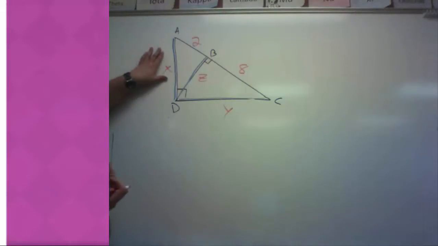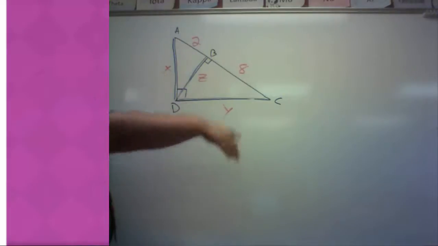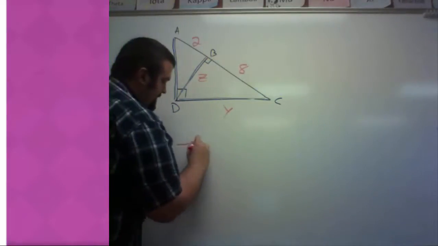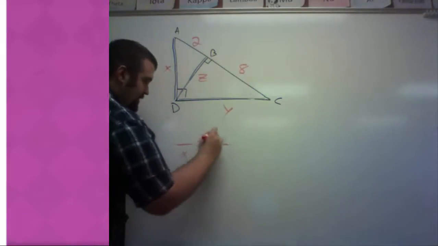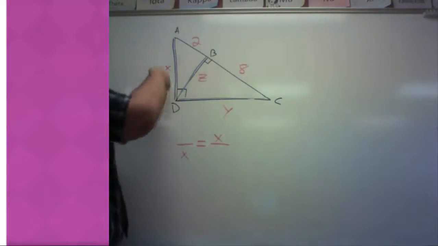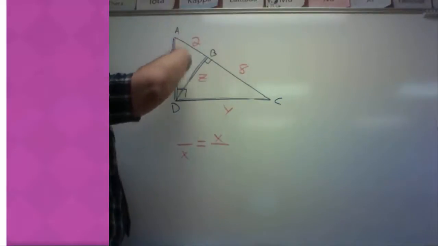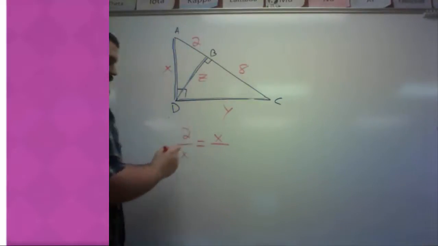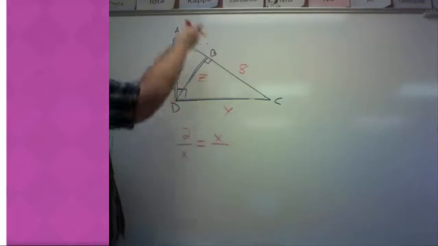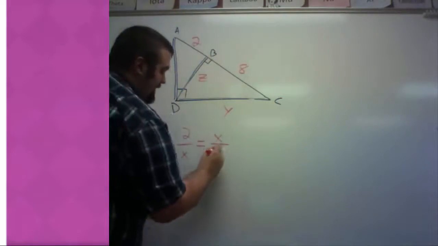I'm going to try to find X first. X is a leg of my original right triangle. So that means it's a geometric mean. If it's a geometric mean, I right away set up my proportion. X, bottom left, upper right. What is it the geometric mean of? Well, it's of the part of the hypotenuse closest to it. So the part of the hypotenuse closest to X here is 2. And I'm only looking for part of it, so I'm going to throw part of it up there. And the full hypotenuse from A to C. That's not just 2, it's not just 8, it's 10.